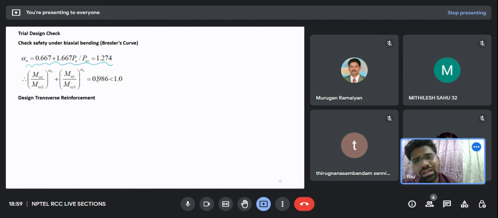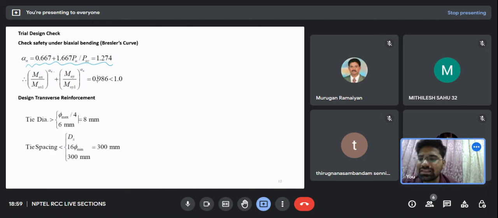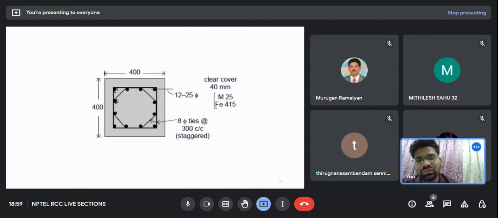Now finally, this is similar to uniaxial or short columns. I will have to provide ties. So the provisions for ties are as follows. You can provide it. Now finally, the detailing. Here you can see the bars I have provided, 12 bars of 25 mm. If you go through this video again you will find it easy, and this is not very tough. I have tried to explain my level best, and you can go through this video again.